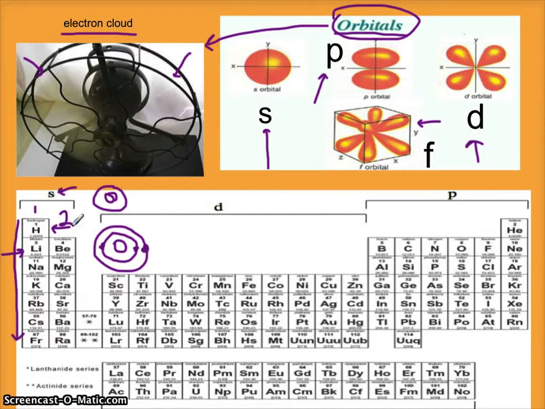You know, I think I just told you something wrong. I'm sorry, we have the 2 s orbitals. So lithium here has 2 in this s orbital and 1 in this s orbital. Sorry, the only thing I told you wrong was saying this was a p orbital. This is also an s orbital.